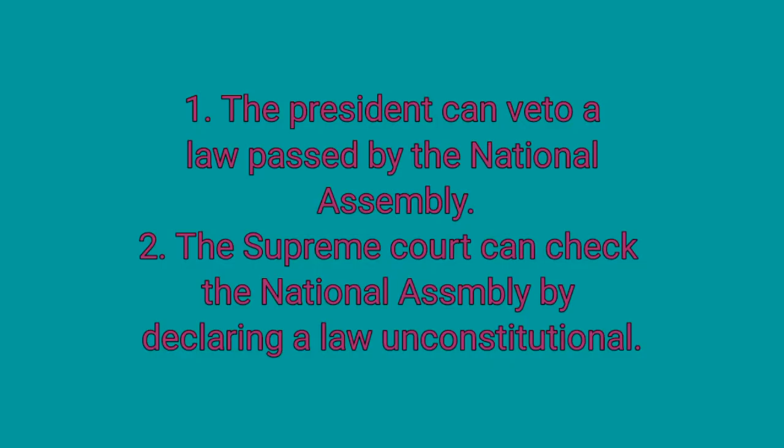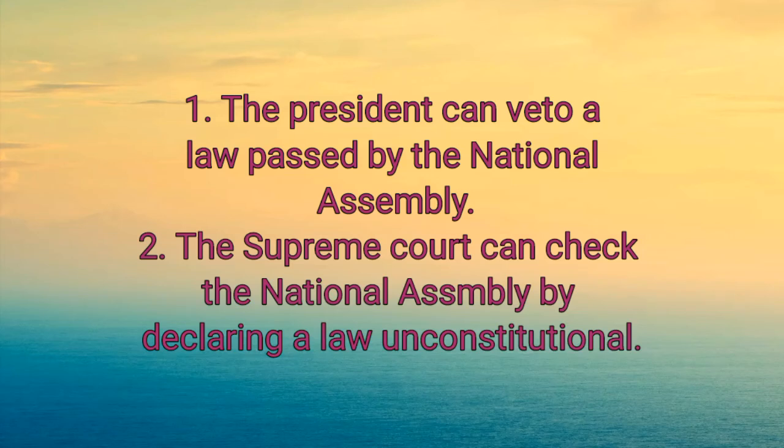What does this mean? If the president needs to sign a law and he refuses to sign it, that law becomes a vetoed law. Okay. Then also the Supreme Court can check the National Assembly by declaring a law unconstitutional. So these are some ways that the arms of government check and balance themselves.